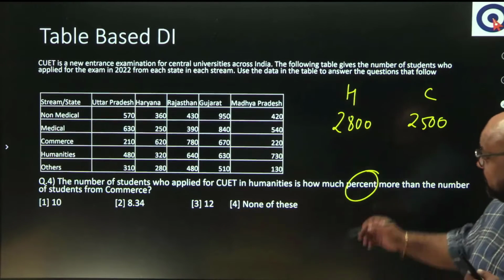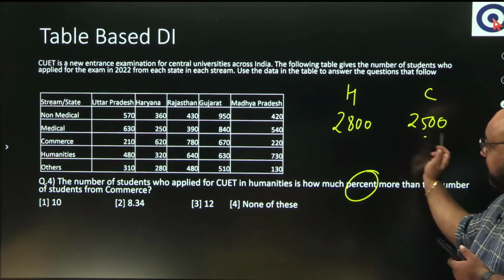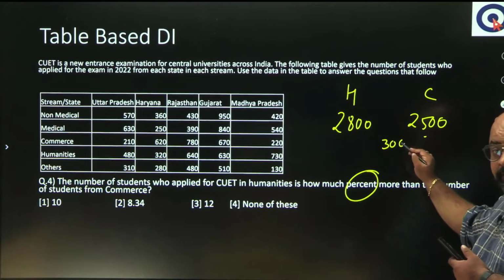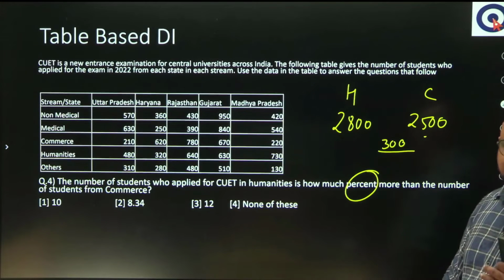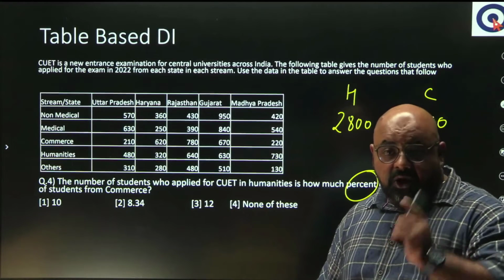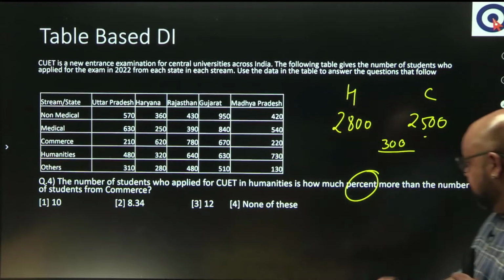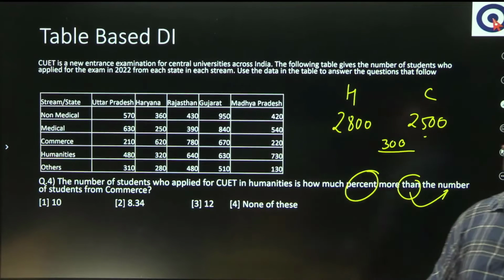So when I say how much percent is this number more than the smaller number, it is 300 more divided by... When you're writing the percentage, the numerator is the value that you want to find out. How much more is humanities than commerce? The base always is the number that comes after than or of.